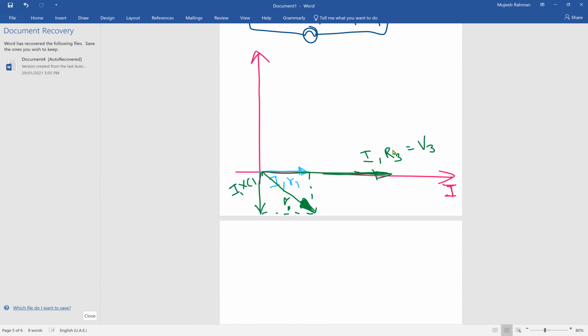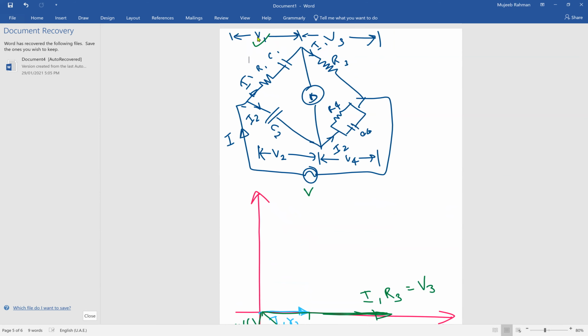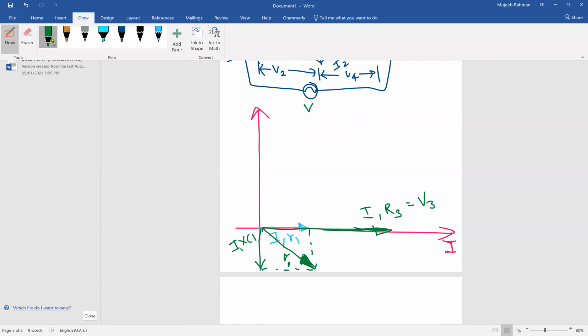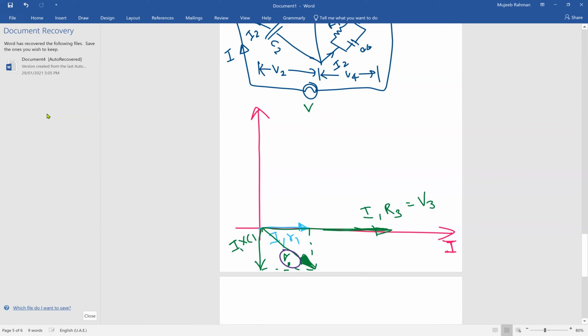Now we have to find the vector sum of V1 and V3 to get the equivalent value, the supply voltage V. As you can see in the diagram, if we add V1 and V3 vectorially, we'll get the input voltage V. This part indicates V3 and this part indicates V1. We add these two vectorially, so we'll get the resultant voltage, that is the applied voltage.